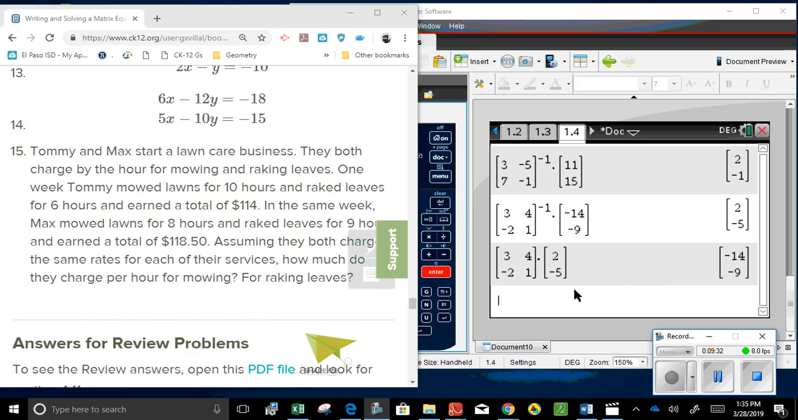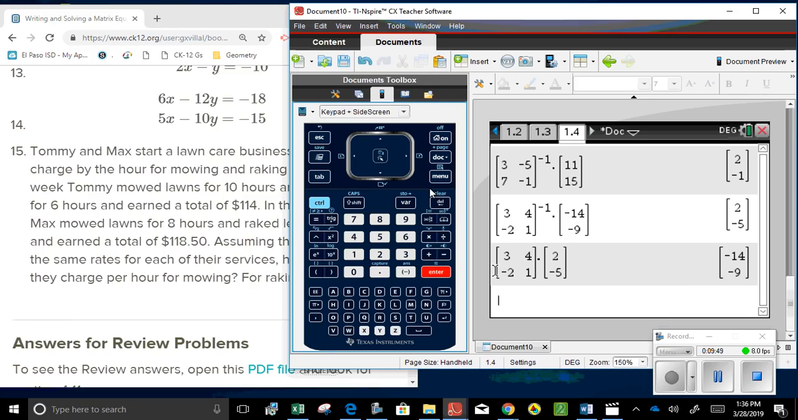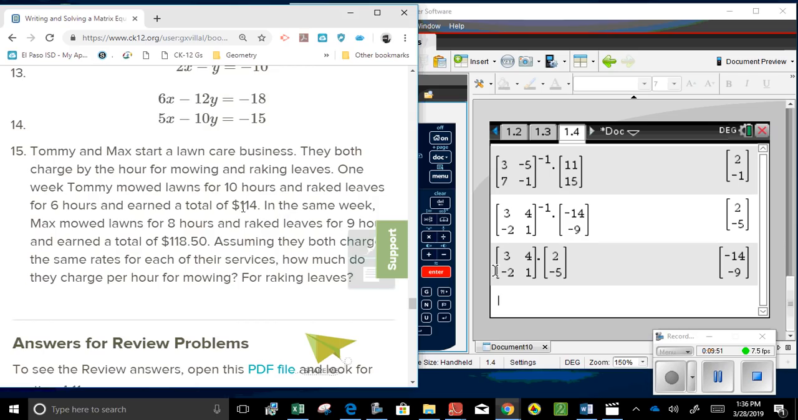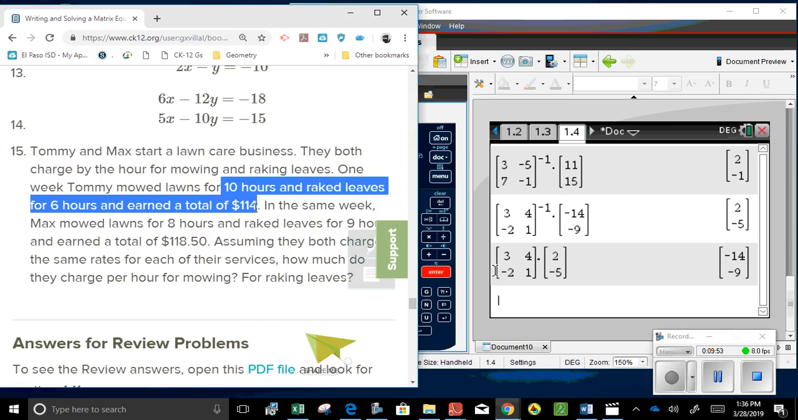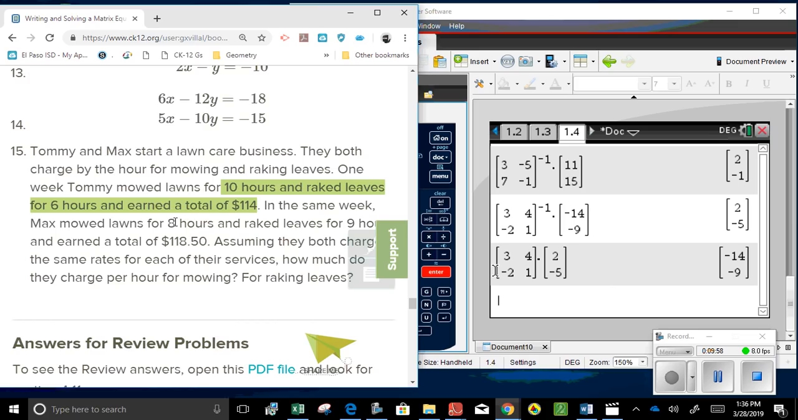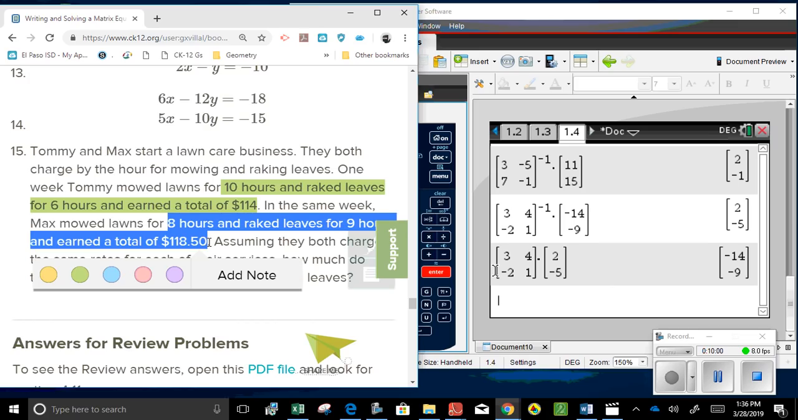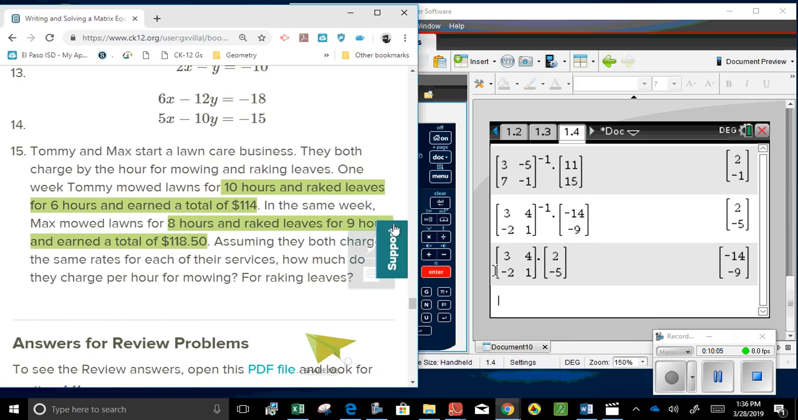If we continue this, there's another way to do this. Here's the one with words. Tommy and Max have a lawn care business. They both charge an hour for mowing and raking leaves. Okay, 10 hours and 6 hours is 114. So I can tell that, I can highlight this. It's 10. That's the first equation. And that's the second equation, yeah? So what does that mean?